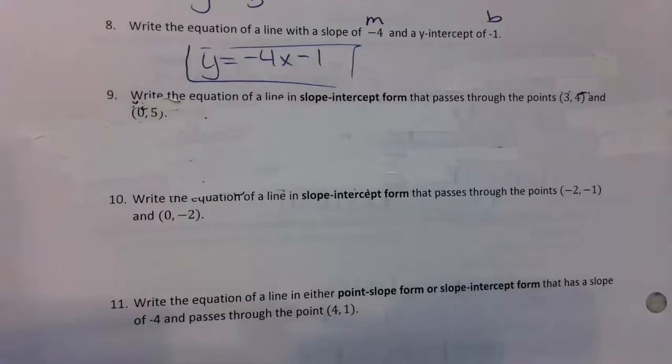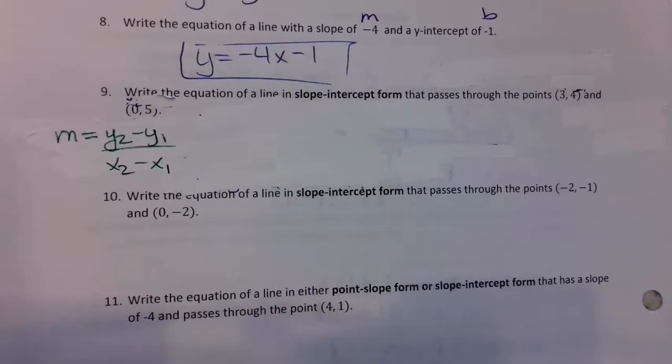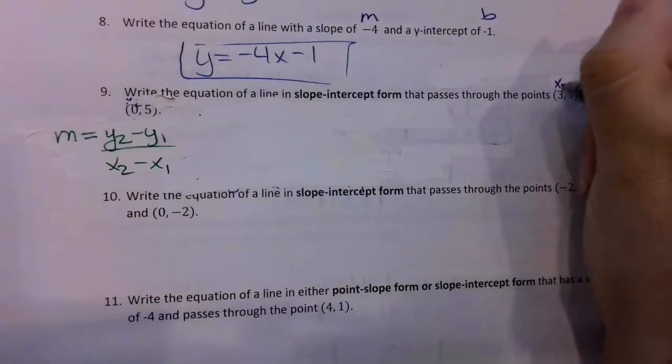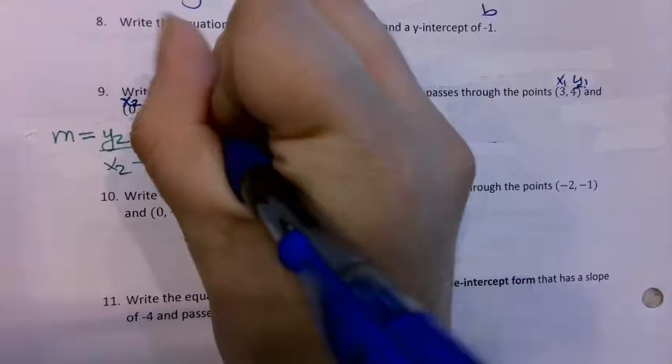Okay, number 9 wants me to write the equation of the line in slope-intercept form, and I don't know my slope, so I'm going to want to use the slope formula to find it, which is m equals y2 minus y1 over x2 minus x1. And I want to go ahead and label my points. 3 is going to be x1, 4 is going to be y1, 0 is going to be x2, 5 is going to be y2. So then I'm going to plug into my equation.